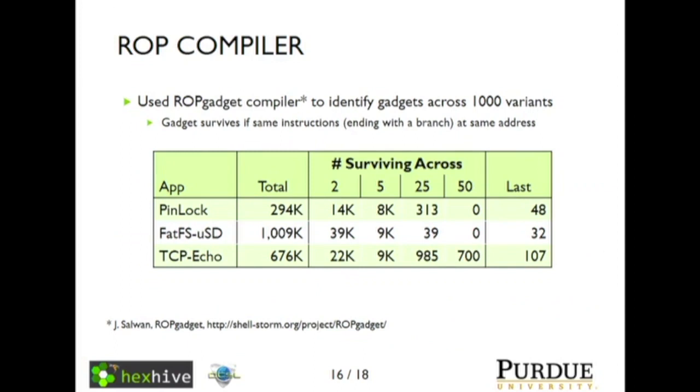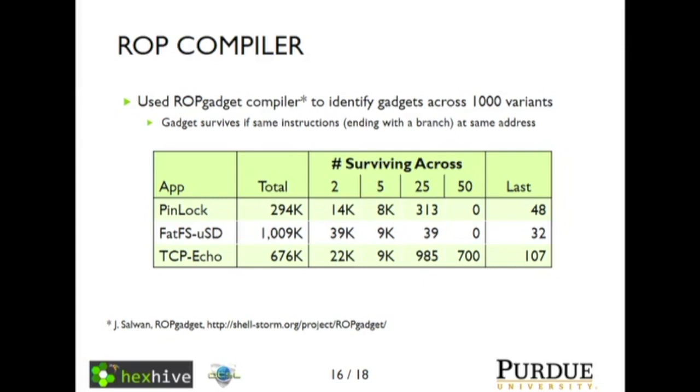We also used a ROP compiler to determine how many gadgets survive across 1,000 variants. So we created 1,000 binaries and then looked at how many ROP gadgets survive. A ROP gadget is a short segment of instructions that ends in a return, and an attacker can perform arbitrary execution by chaining together enough of these gadgets in the right order.